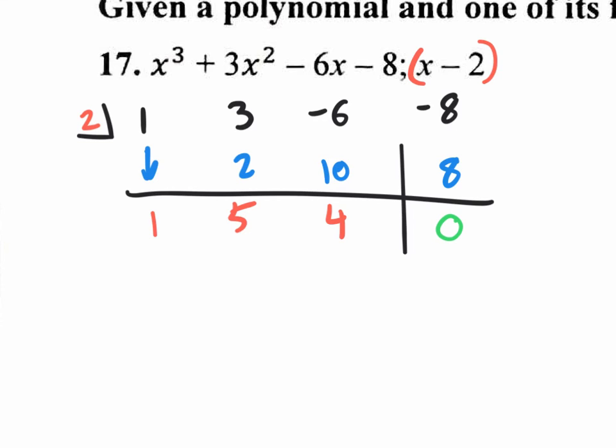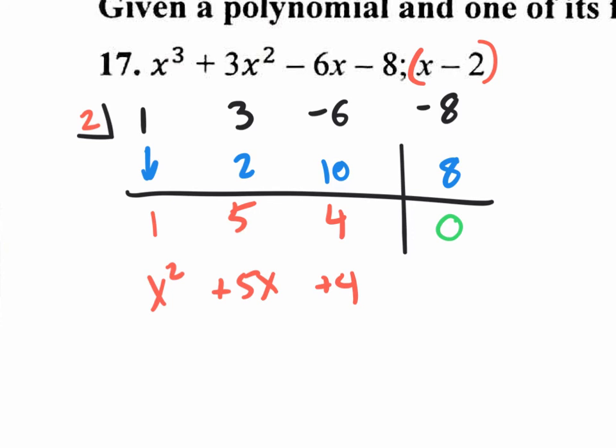Am I surprised? No. I already knew that if this is a factor, I better get 0 as a remainder. Kind of like if 4 is a factor of 12, 12 divided by 4 is 3. There is no remainder. The remainder is 0. So I know that if this is a factor of this, I better get 0. So I'm not surprised. And this is now where I get my depressed polynomial from. So what's my depressed polynomial going to be? X squared plus 5x plus 4.